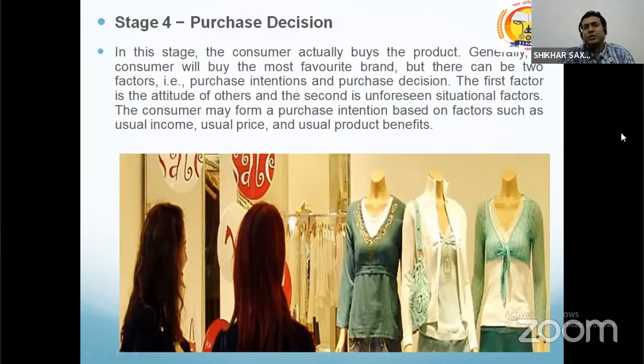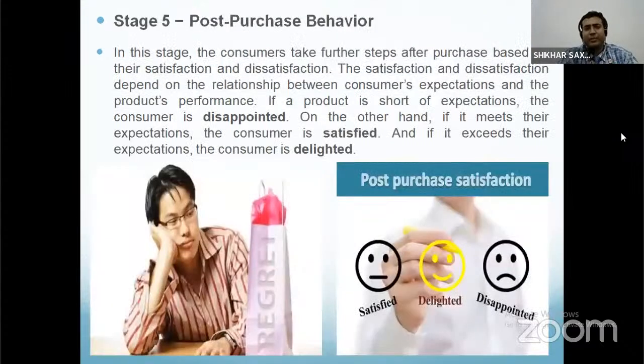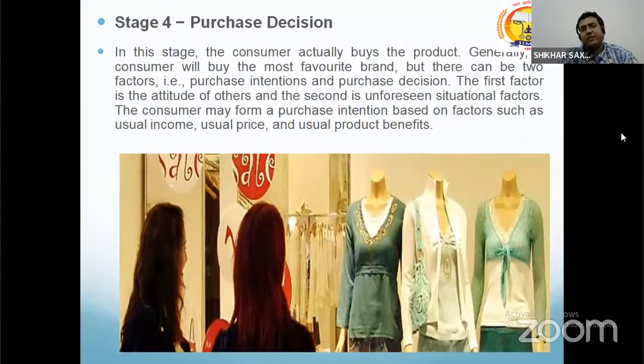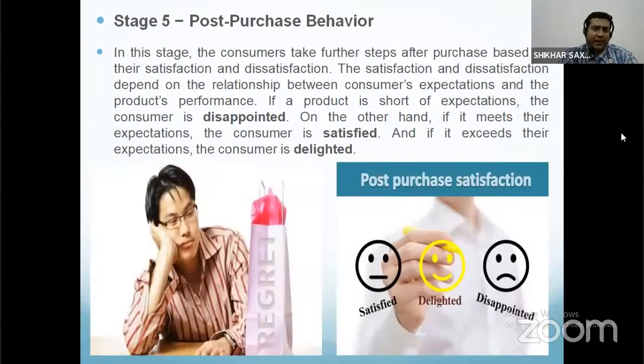The next stage is where the consumer actually buys the product. Generally, a consumer will buy the most favorite product, but there can be two factors: purchase intention and purchase decision. The first factor includes the attitude of others, and the second one includes unforeseen circumstances related to any specific situation. The customer forms a purchase intention based on factors such as expected income, expected price, and expected product benefits.